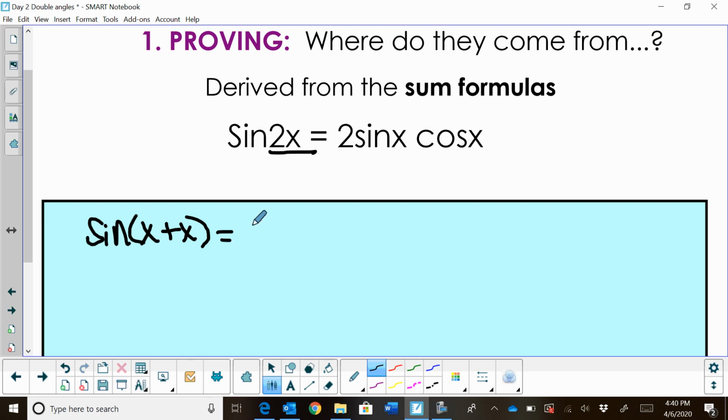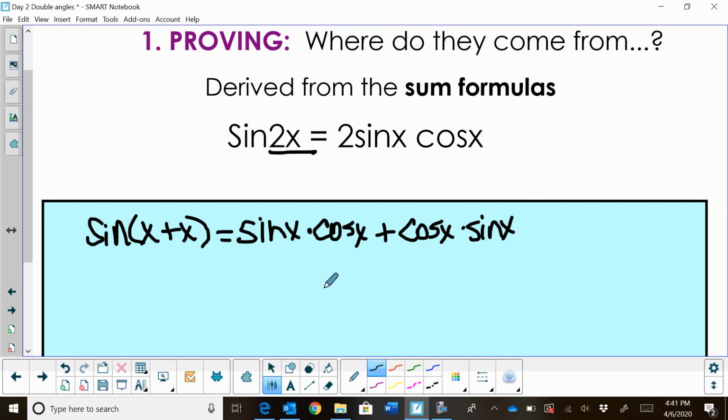Well, we know that using that sum formula, we've got sine of x times cosine of x. And then for the sine formula, we're going to add plus cosine x sine x. Now, where did this formula come from? It's the sum and the difference lesson that is right before this lesson. It's the first lesson in this unit.